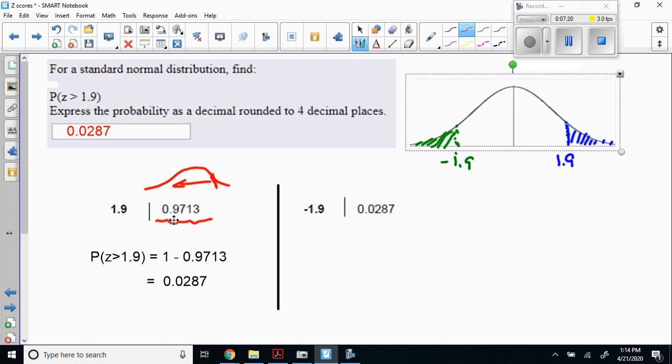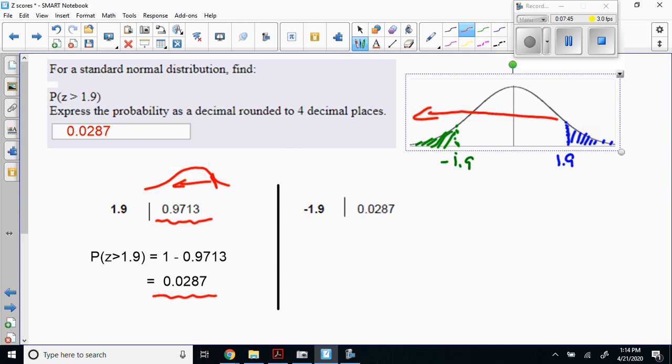0.9713. If I go to 1.9, 0.973, that is to the left of it, right? That's everything this way from that one point, positive 1.9. So that's why I went 1 minus that and got 0.0287.